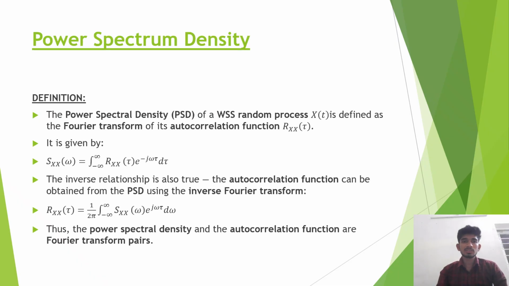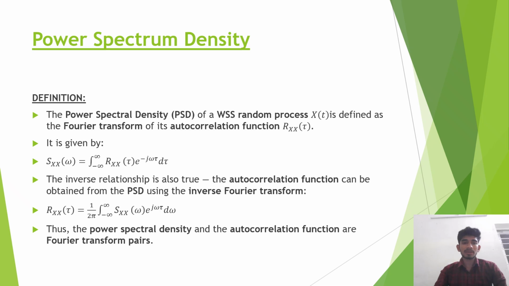Power density spectrum. Definition of power density spectrum. The power density spectrum of a WSS random process X(t) is defined as the Fourier transform of the autocorrelation function Rxx(tau). It is given by Sxx(omega) is equal to the integral from minus infinity to infinity of Rxx(tau) e^(-j omega tau) d tau. The inverse relationship is also true. The autocorrelation function can be obtained from the PSD using the inverse Fourier transform.